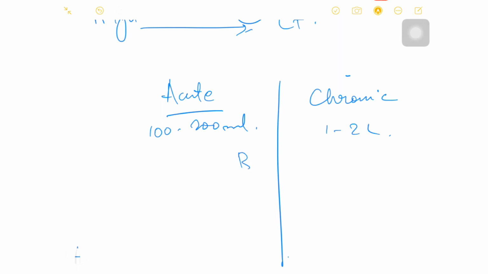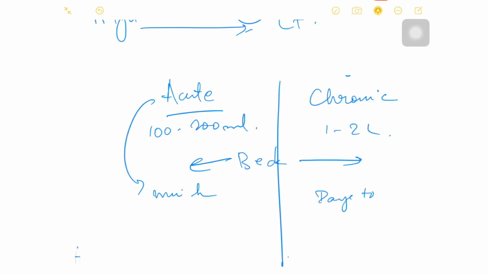Beck's triad is present in both. Signs and symptoms are going to be present in both because it is cardiac tamponade, and everything is the same. But acute is in minutes to hours. This one is days to weeks.